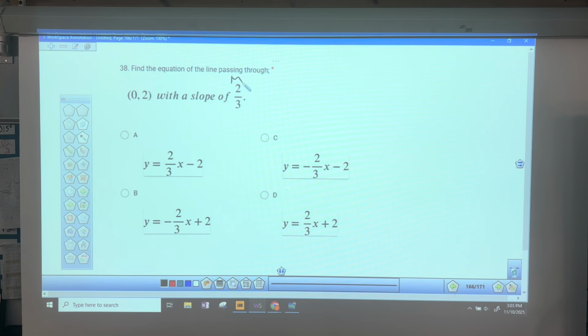So this is my m, and this is my b. So y equals 2/3 x plus b. Choice D.